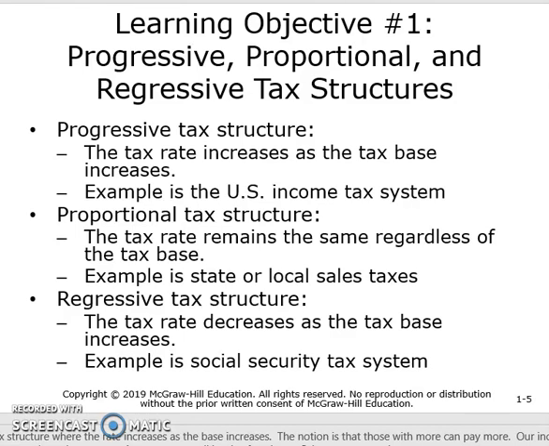With the regressive tax structure, the tax rate decreases as the tax base increases. An example of this is the Social Security tax system, because there is a threshold where higher earning individuals stop paying into Social Security tax.